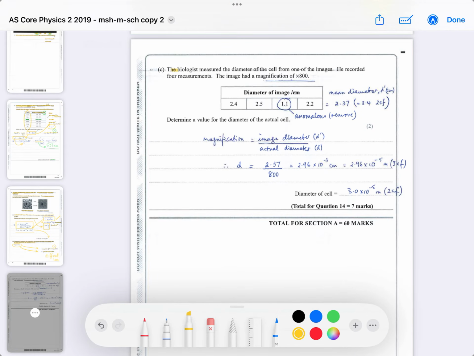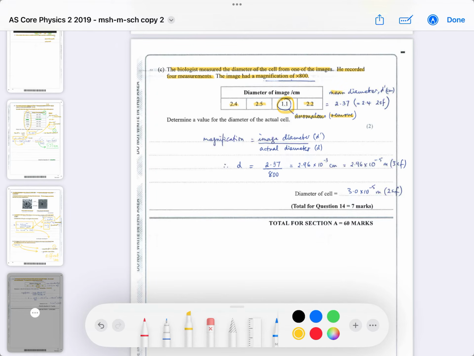So the biologist measured the diameter of the cell from one of the images. Okay. He recorded 4 measurements, and the image had a magnification of 800 times. All right, well, you notice that he's got 4 values, 2.4, 2.5, 2.2, but in the middle there's a 1.1, very anomalous, so you should remove it because it's really way out, it's not even close.